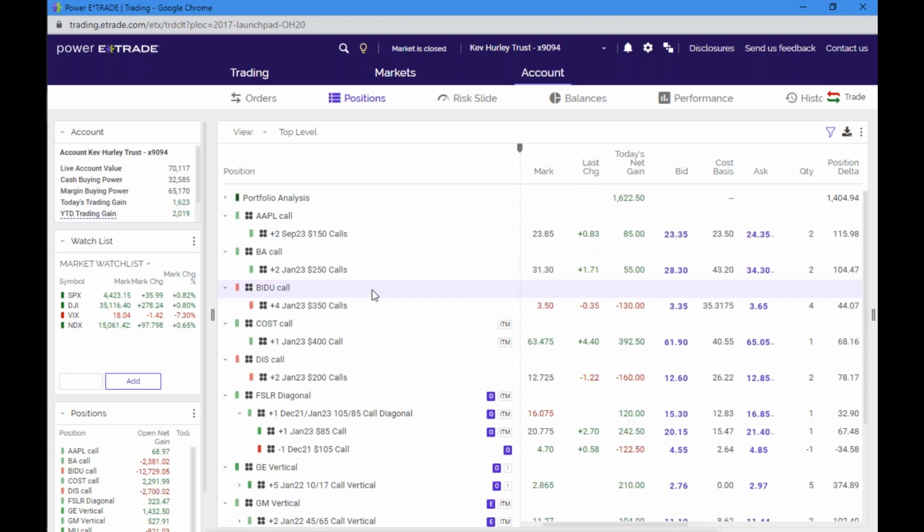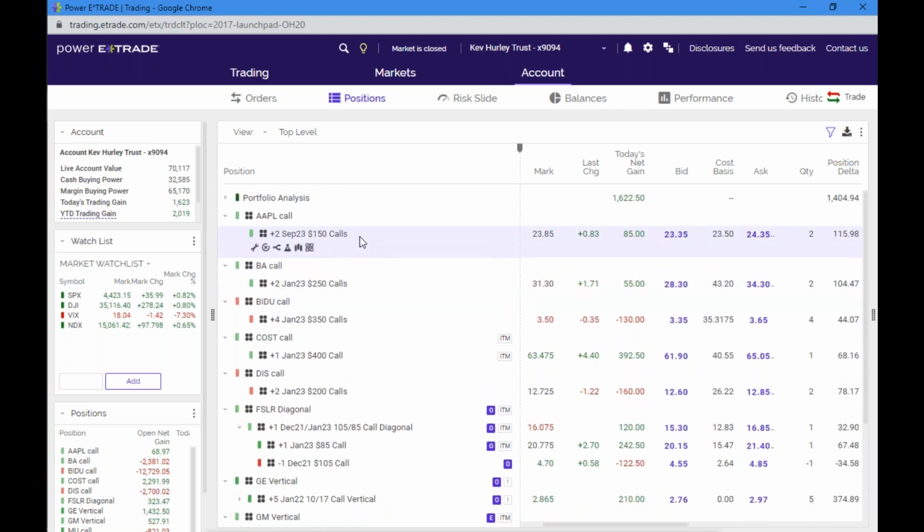With that said, Apple, for those that have the 135s, you're doing fabulous. I'm just coming back up to break even for my September 23 150s. It's one I'm going to sit on. I'm going to wait for quite a while. No reason to change anything right now. Good to let things just go.